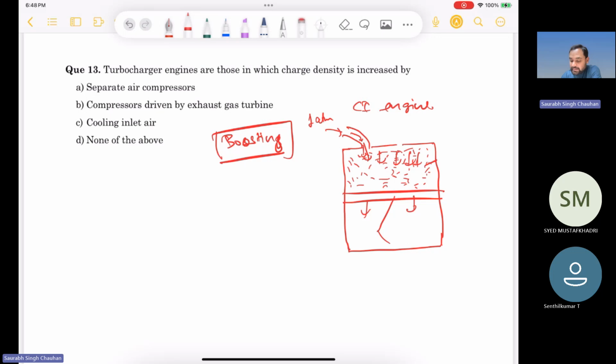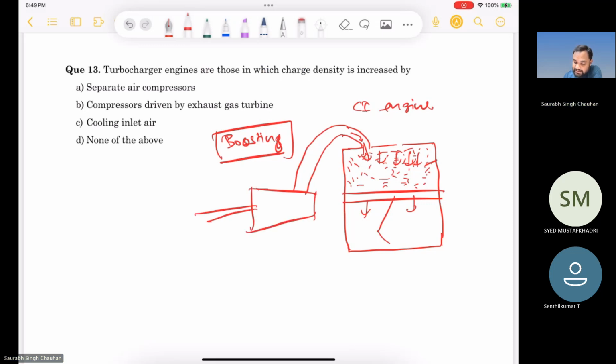One thing is clear: if you are sending air at 1 atmosphere pressure, the amount of air you cannot increase. So what you do, you send air at higher pressure, or you can say you are sending compressed air, at higher density. So instead of sending air directly from the atmosphere, you compress the air. Okay, so there will be some compressor, and you will be sending the compressed air.